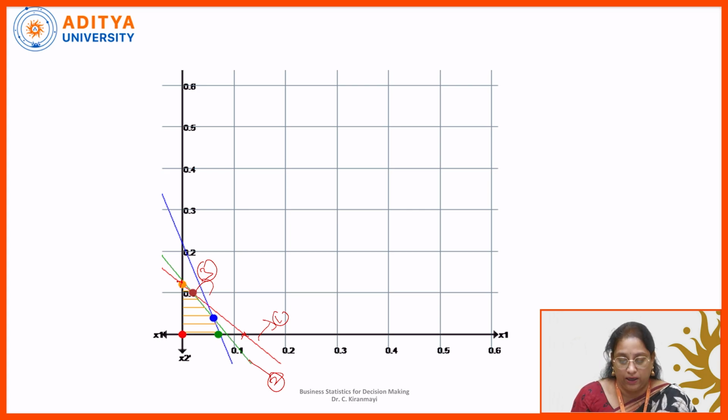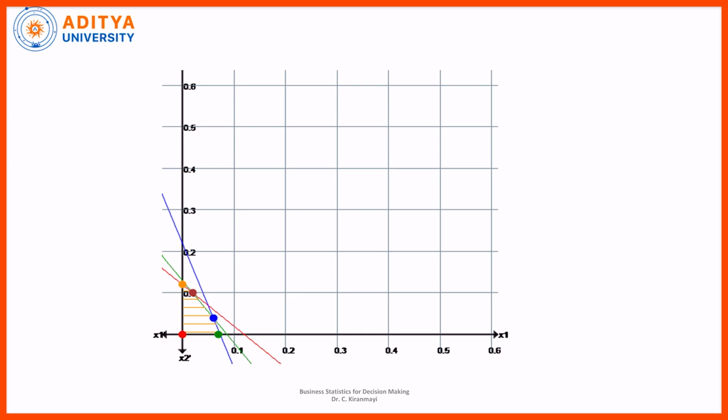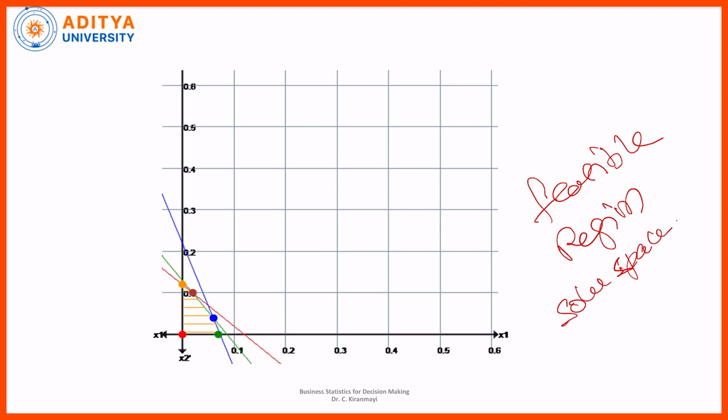After plotting the constraints on the graph, the next step is to identify the feasible region. What is this feasible region? Feasible region means the solution space, the solution region which satisfies all the constraints. So, let us start from the origin. From the origin, let us move to the right side like this.